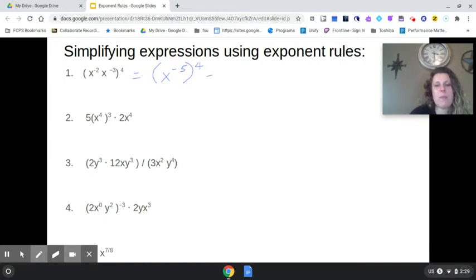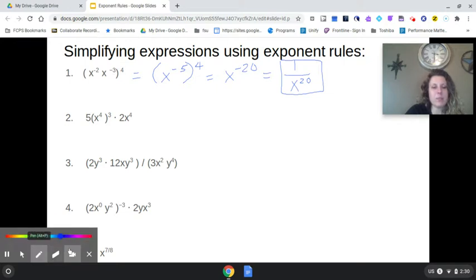So now we have a power to a power, so we're going to multiply those. So I get x to the negative 20th. We can apply the negative exponent rule here that says that x to the 20th is going to actually go to the denominator. So we're going to reciprocate that to make it a positive exponent. Okay, so this would be my simplified form.